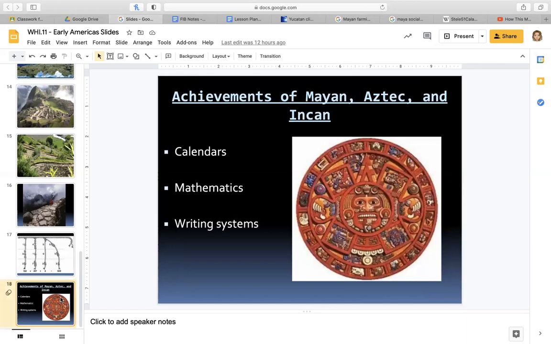So to answer the last bit of your fill in the blank notes, make sure you have the achievements of the Mayans, the Aztecs, and the Incans, such as the calendars, the mathematics, and the writing systems. So again, remember we talked about with the Mayas, they had these stela or stelae, and they carved their records into huge stone. Although the Inca didn't have a writing system, they had the quipu. And then mathematics, we see the introduction of things like multiplication, division, geometry.